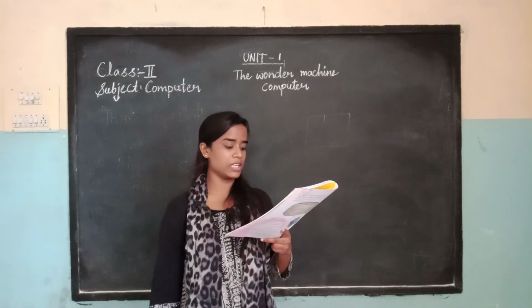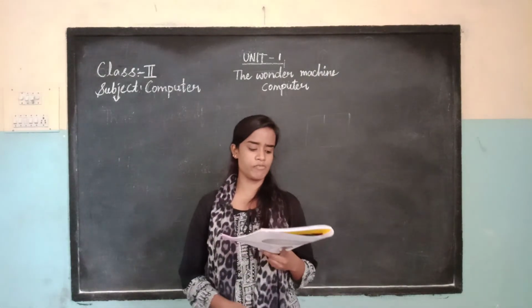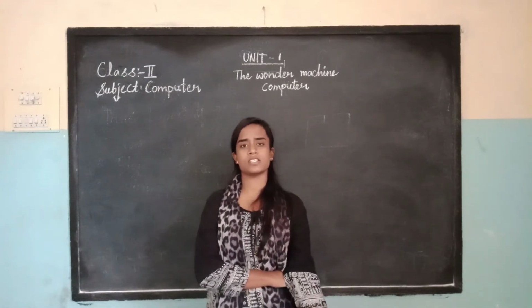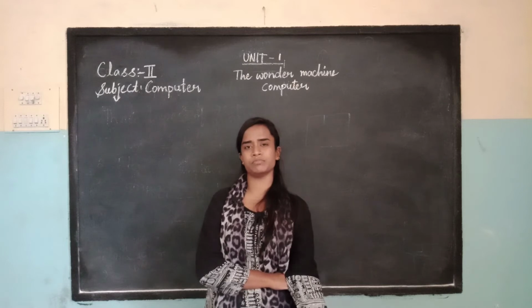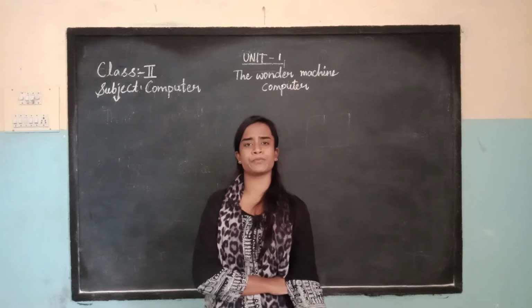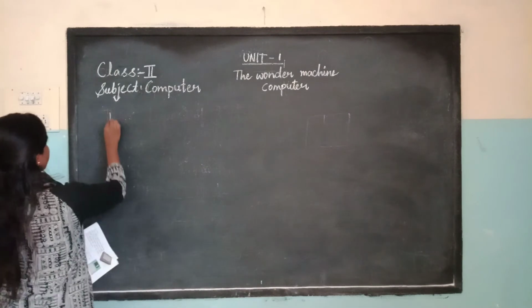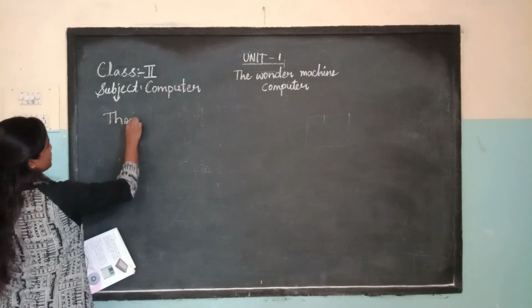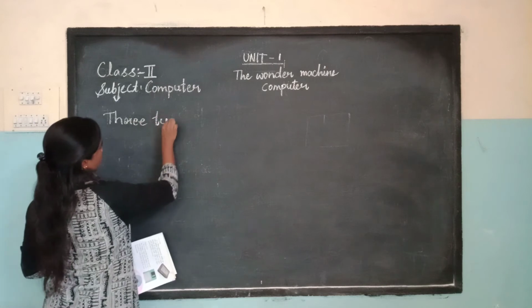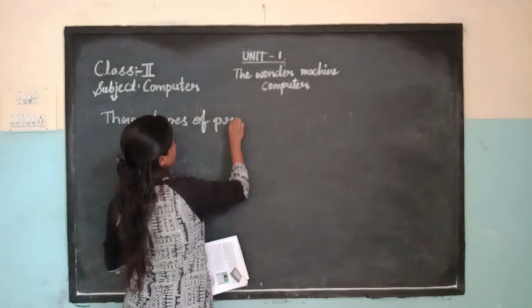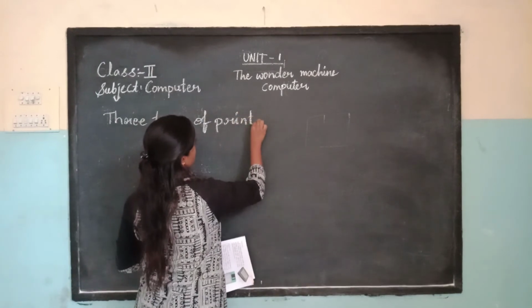Now we will learn about printers. So in first class, you know how many printers are there. Say the names of printers. How many types of printers are there? 3 or 4? 3. Good. So say the 3 types of printers. What are they? Say the names. I hope you remember the first class computer lessons.